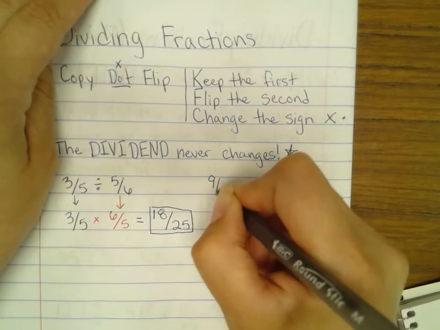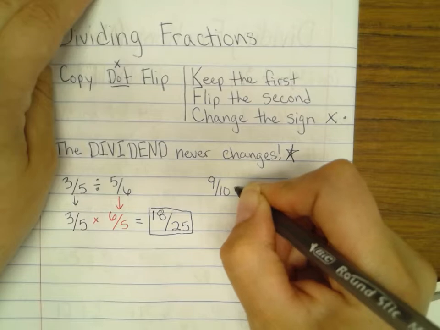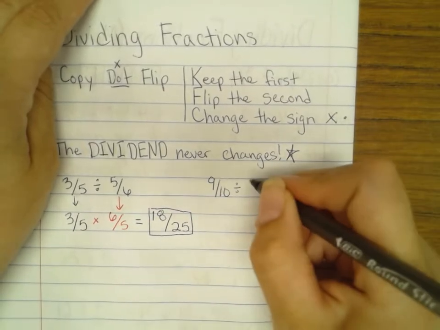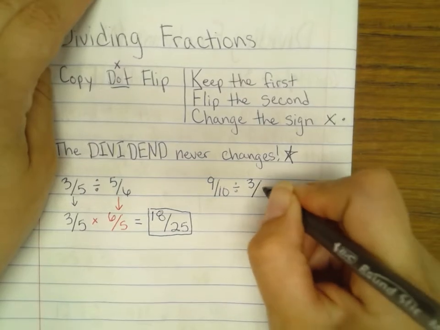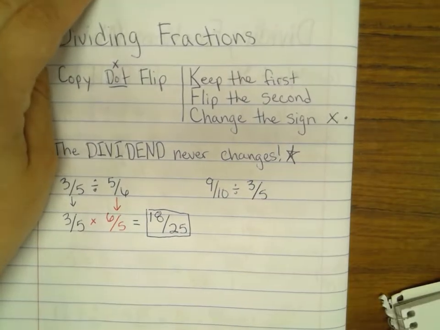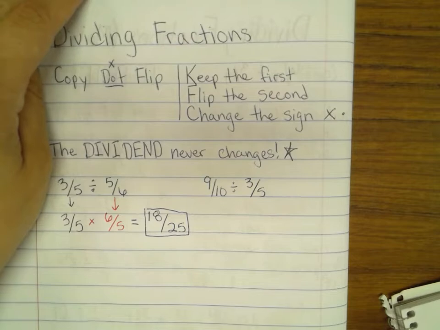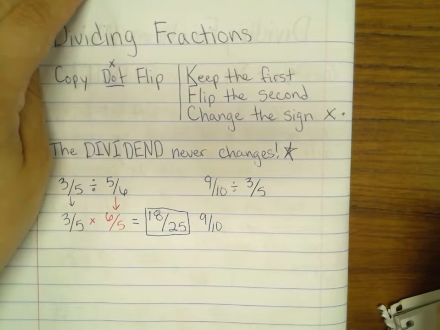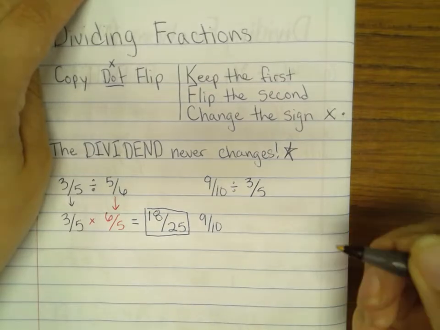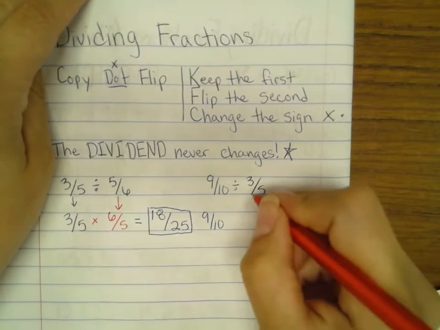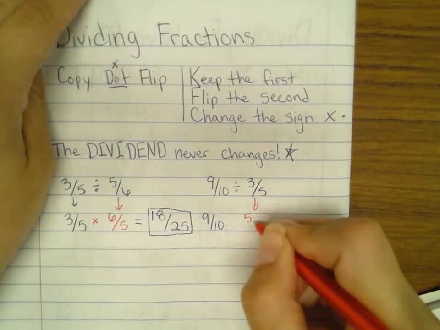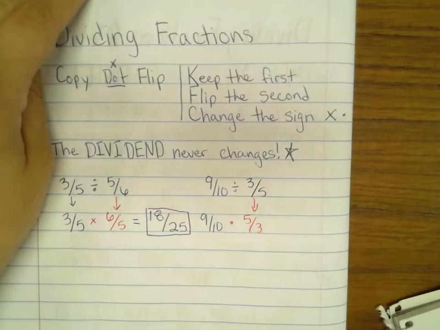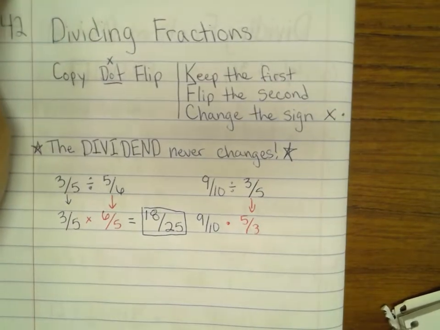All right, let's try 9/10 divided by 3/5. Keep the first. So that gives me 9/10 is still here. Flip the second. So that means my reciprocal 5/3. Change the sign. I'm going to put a dot there. As long as you know that the dot and the x, they both mean multiply.